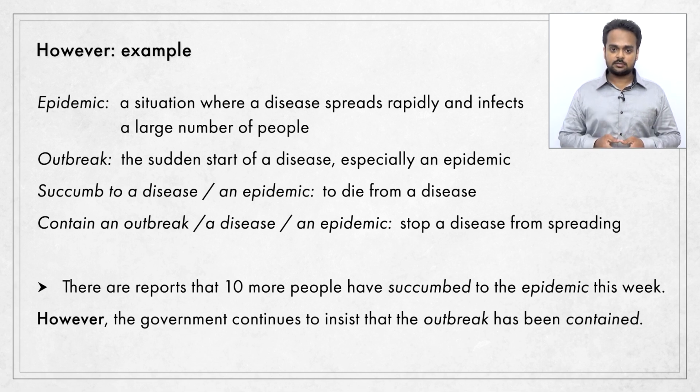Now the second sentence presents a contrasting idea. However, the government continues to insist, that is, the government still says strongly that the outbreak has been contained. Government officials are saying that they have stopped the spread of the disease. So the writer is claiming here that maybe the government is not telling the truth. They're trying to cover up, to hide the fact that the disease is still spreading. So you can see that however has a much more formal feel around it.